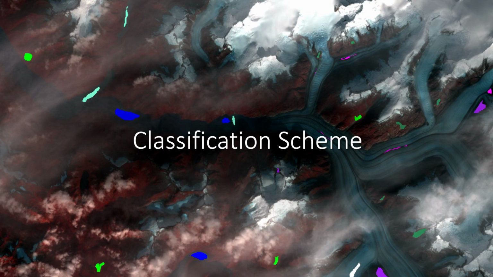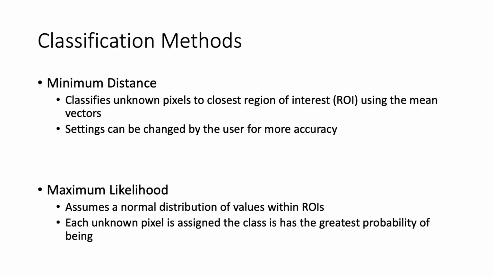After drawing these polygons, we must then choose different classification schemes that best fit our imagery. For this project, both minimum distance and maximum likelihood were chosen and compared to see which one represents our study area best. The minimum distance classification scheme classifies the unknown pixels closest to our polygons using their mean or average vectors. With maximum likelihood classification, the program assumes that the pixel values are normally distributed within the polygons and assigns a class to each pixel based on the highest probability.